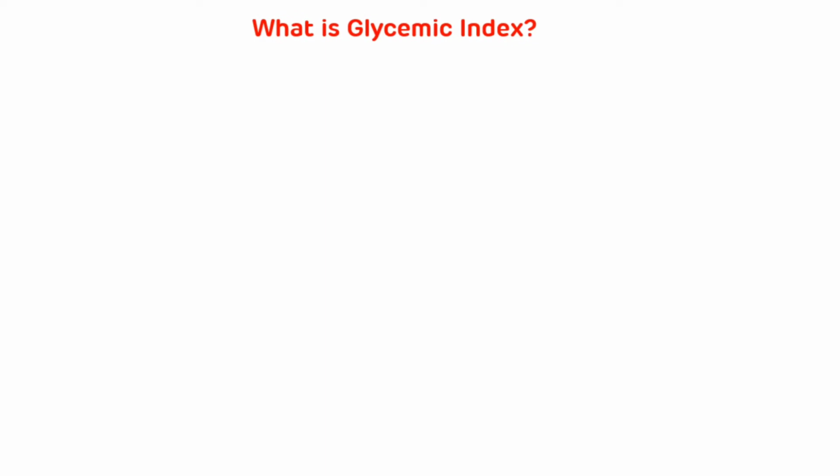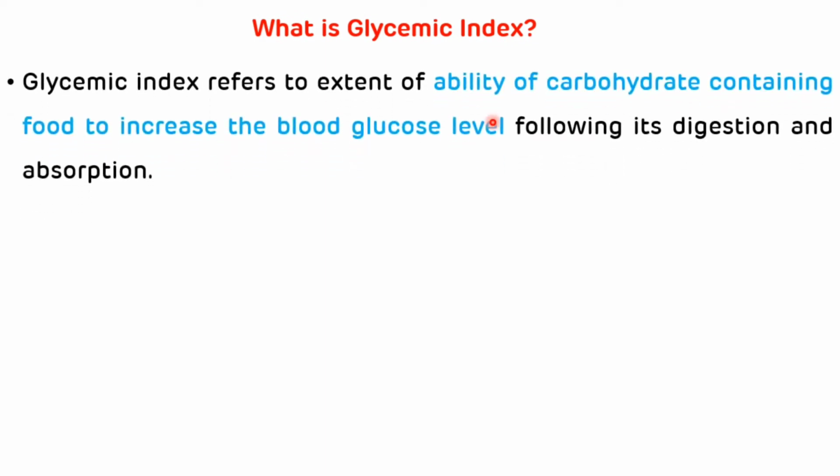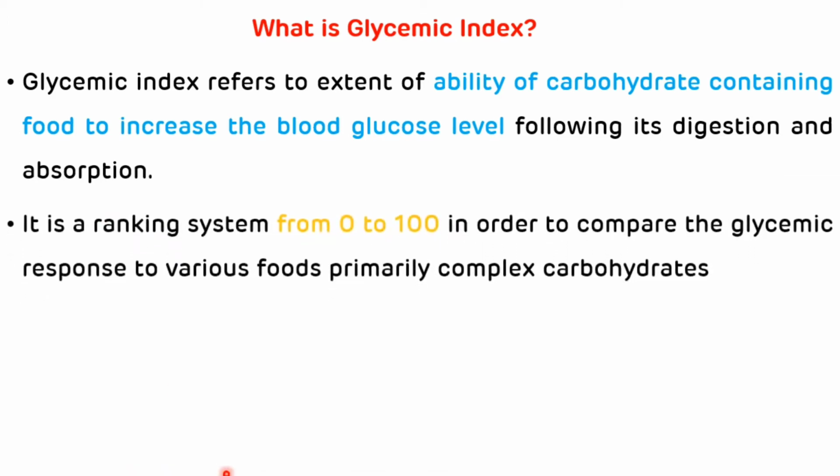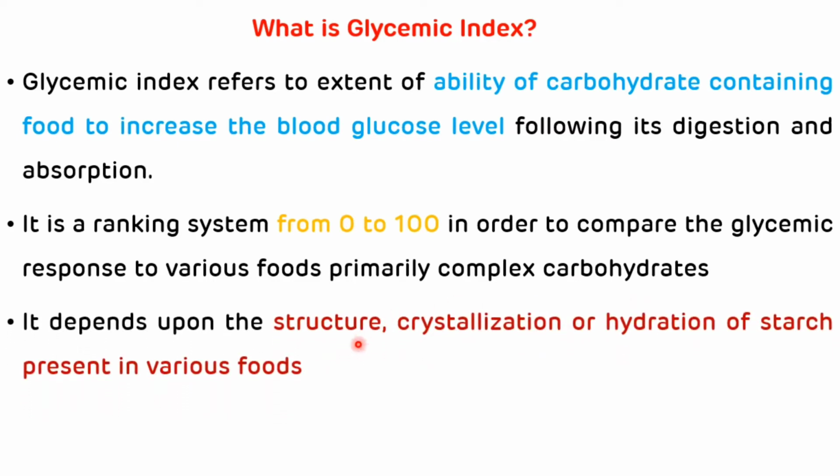First, what is glycemic index? Glycemic index refers to the extent of ability of a carbohydrate-containing food to increase the blood glucose level following its digestion and absorption. It is a ranking system from 0 to 100 in order to compare the glycemic response to various foods, primarily complex carbohydrates. It depends upon the structure, crystallization, or hydration of starch present in various foods. So that is the definition of glycemic index.